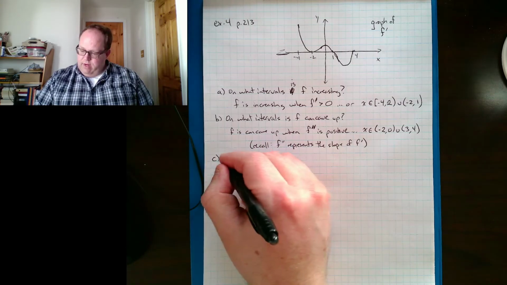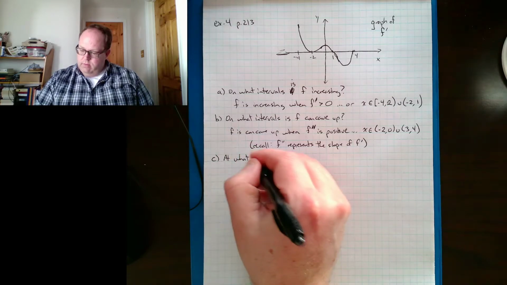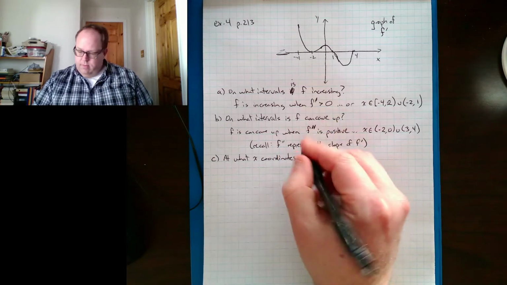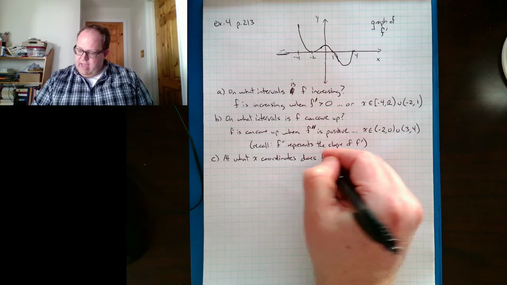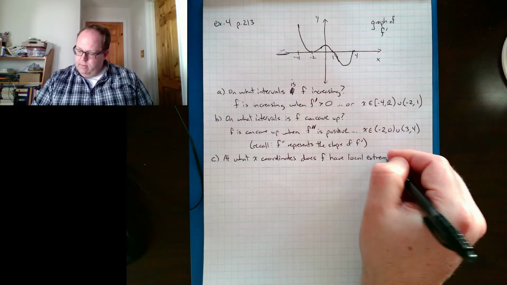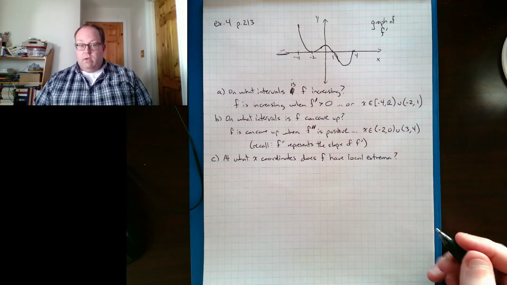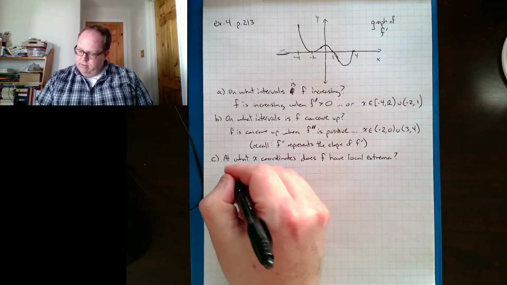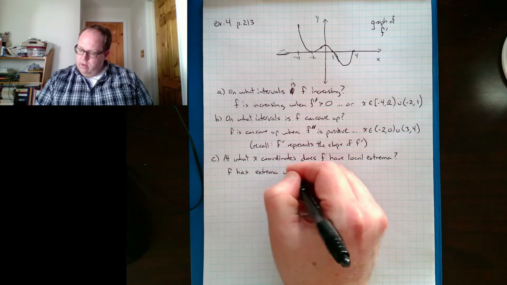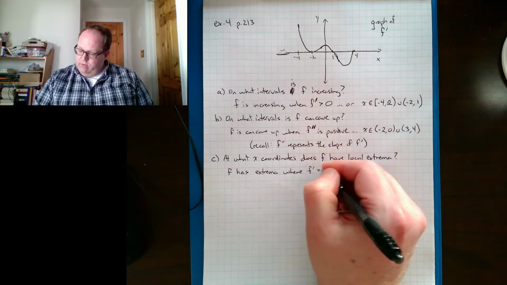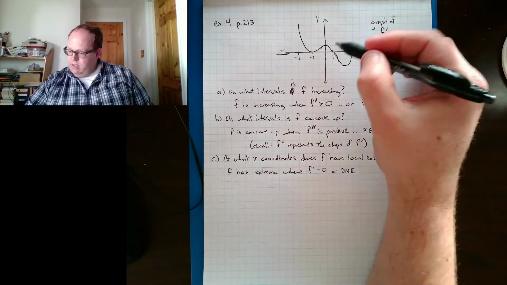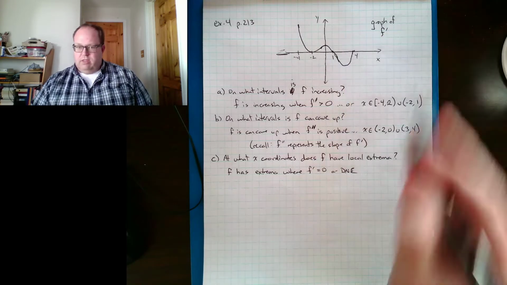C asks, at what x coordinates does f have local extrema? So remember, that's going to happen where our derivative equals 0 or doesn't exist. Now there's no place where it doesn't exist, but it equals 0 at -2 and +1.